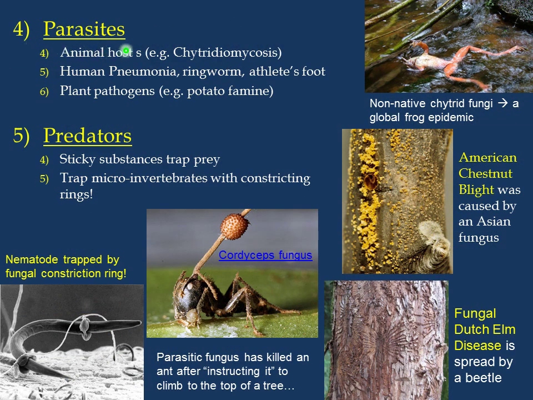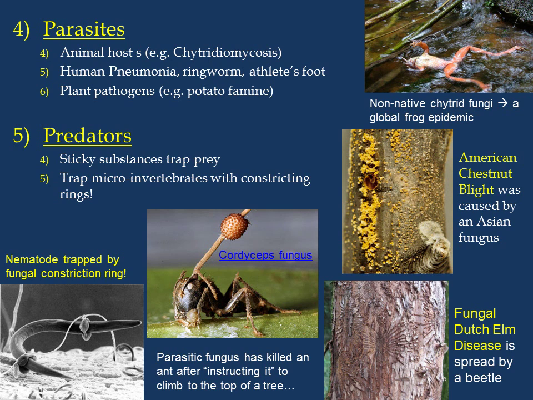Additional roles in an ecosystem that fungus plays are parasites. So they can be animal hosts like Chytridiomycosis, which we can see infecting that frog at the top right picture. It's a non-native chytrid fungus that comes from a poison dart frog that carries it naturally, and it is not a parasite onto that organism.